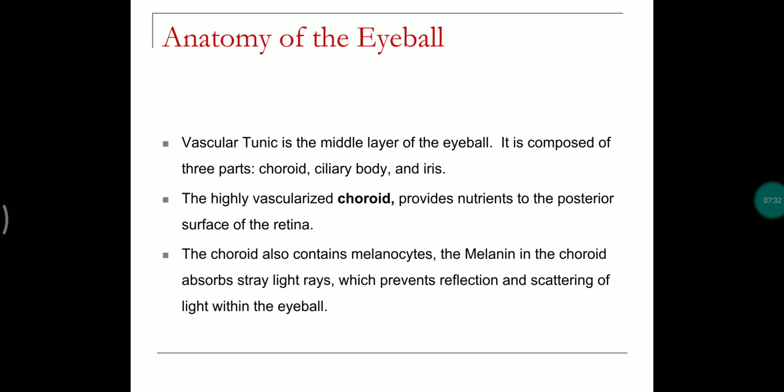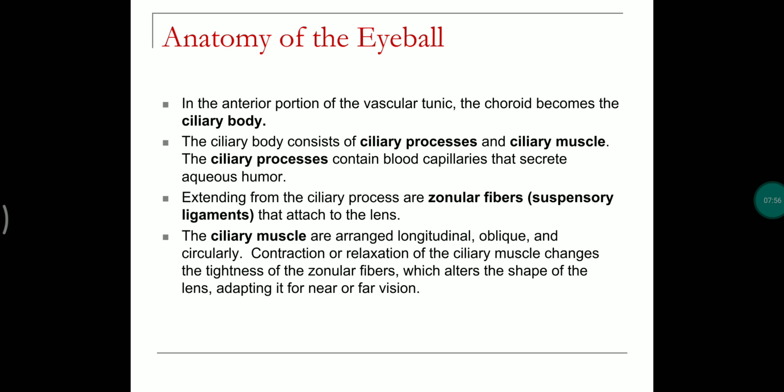Coming to the vascular tunic, it consists of three parts: choroid, ciliary body, and iris. The choroid is a highly vascularized structure which provides nutrients to the surface of the retina. It also contains melanocytes, which have melanin that absorbs stray light within the eyeball. Anteriorly the choroid forms the ciliary body, which consists of the ciliary process and ciliary muscles. The ciliary process consists of blood capillaries which secrete the aqueous humor into both anterior and posterior chambers. Extending from the ciliary process is the zonular fibers, which are suspensory ligaments that attach to the lens. The ciliary muscles help in the movement of the lens.